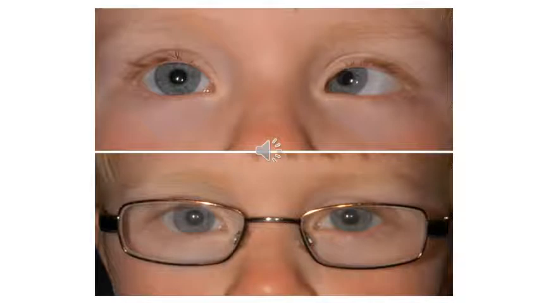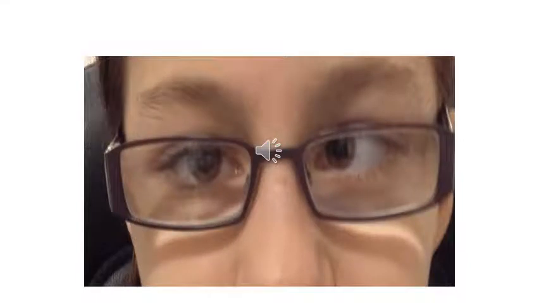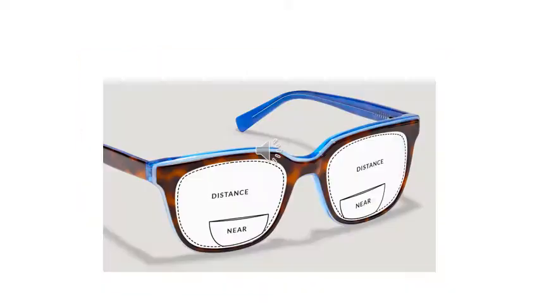This picture is for fully accommodative esotropia. We see there is esotropia and it's fully corrected with the glasses. This picture is for partially accommodative esotropia. The child is wearing glasses, still there is some degree of esotropia. This remaining degree is corrected with surgery and the child keeps wearing glasses later on.